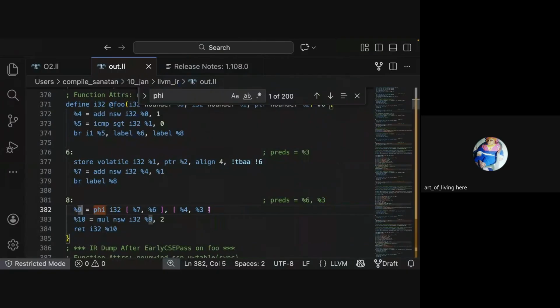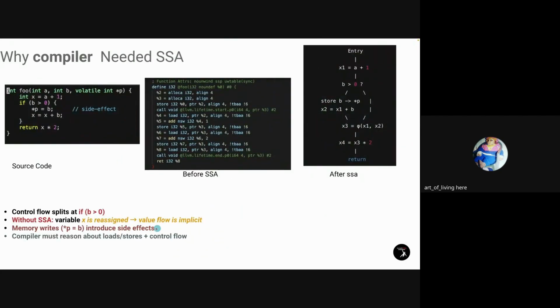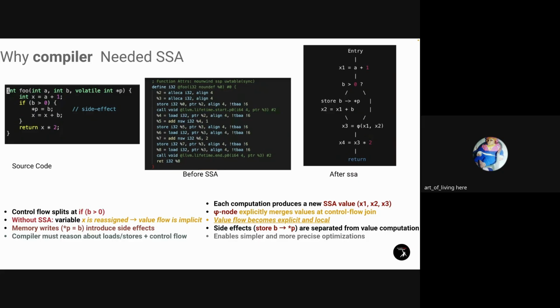So if you see here, our control flow has been split from b greater than 0, and then x equal to x plus b, then return x plus 2. Just forget about memory read and write; I just introduced that to show you these optimizations. Now what does the compiler have to reason about? Two things: load store and control flow. Control flow we know, it works even in non-SSA. But for load store, values were getting overridden. With SSA it was not happening. So that's how it works.